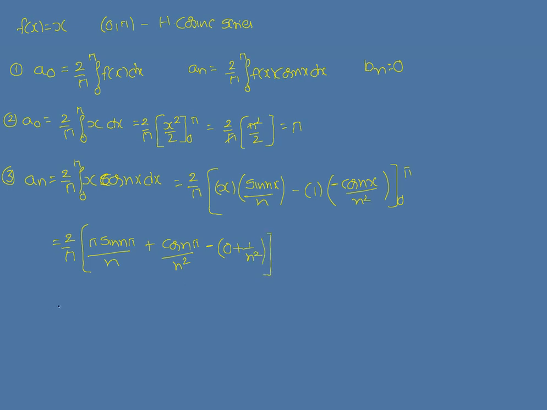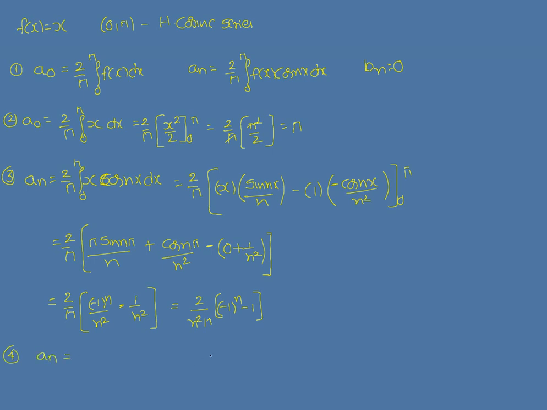You are left with 2 by pi into sin n pi, which is equal to 0, so the first term will vanish. Cos n pi is equal to (-1)^n by n square, minus 1 by n square. So what you are left with is 2 by n square pi into (-1)^n minus 1.